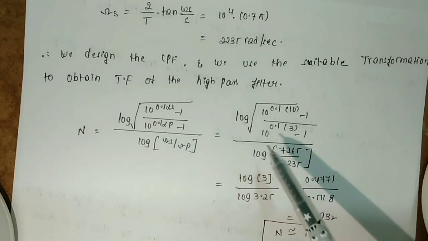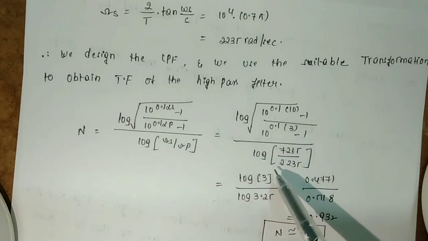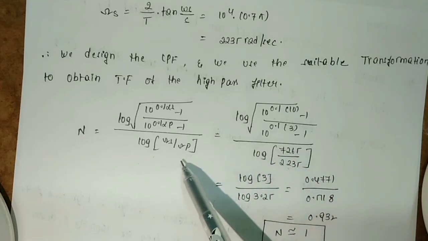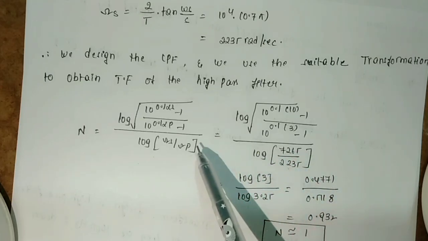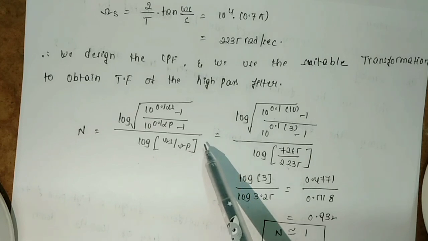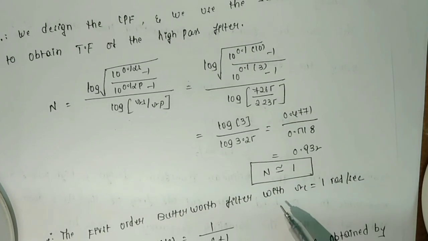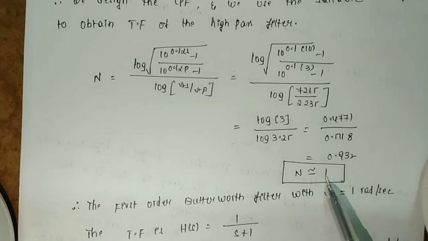Omega s is equal to 7265 radians per second, omega p is equal to 2235 radians per second. Once again I am telling you, here omega p is the passband frequency of the low pass filter, which is nothing but the stop band frequency of the high pass filter. That's why I have substituted like this. So if you do that, you get n is equal to 1. So the order is equal to 1.